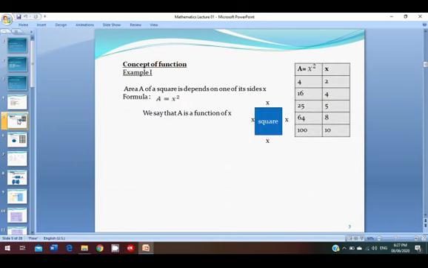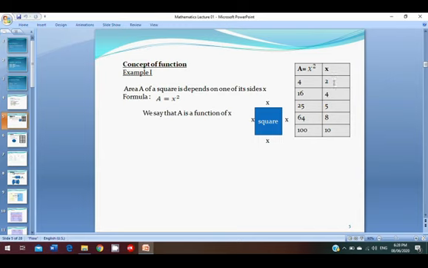Here we have an example to explain the concept of function. This is the example about the area of a square, which depends on its side x. Look at the formula: A is equal to x squared. In this formula, you give different values to this x, and these different values generate different values for area A. You can see the table.